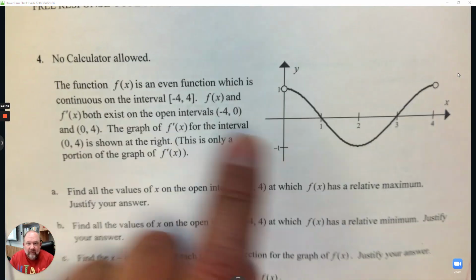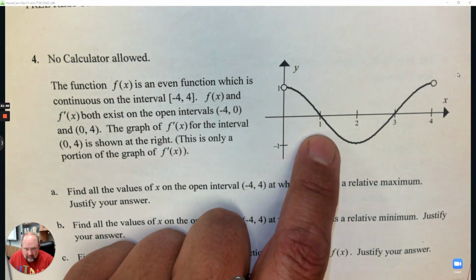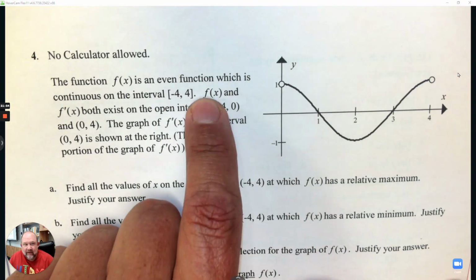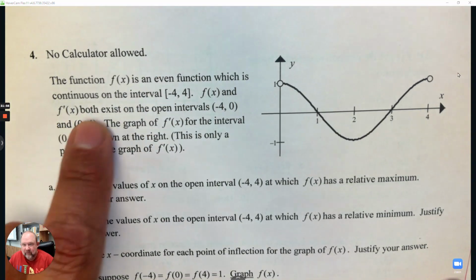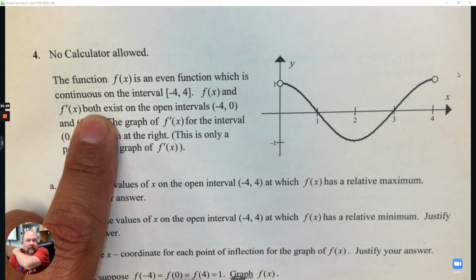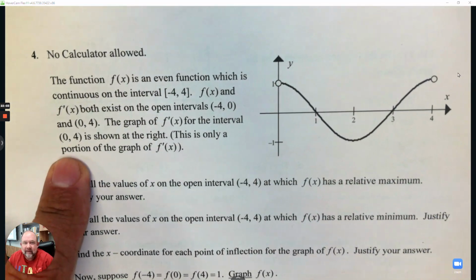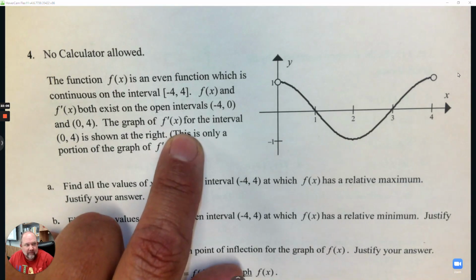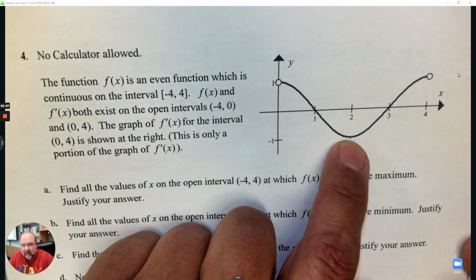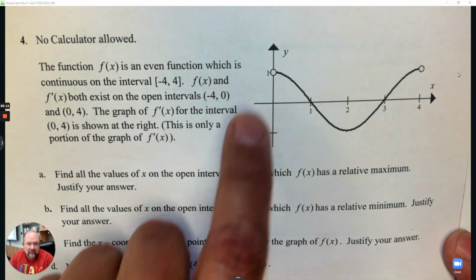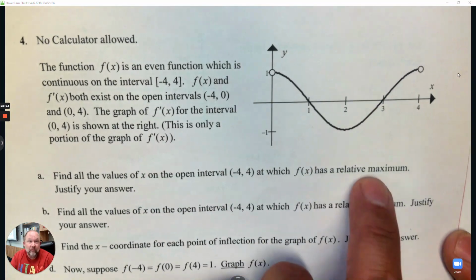So there's a function. It's called an even function, so it's symmetric around the y-axis. And f at x and the derivative of f at x both exist on the open interval from -4 to 0, which means not the ends, but in the middle it exists. The graph of the derivative is shown to the right. This is only a portion of the whole thing. So find all values of x from here to here at which f at x has a relative maximum.